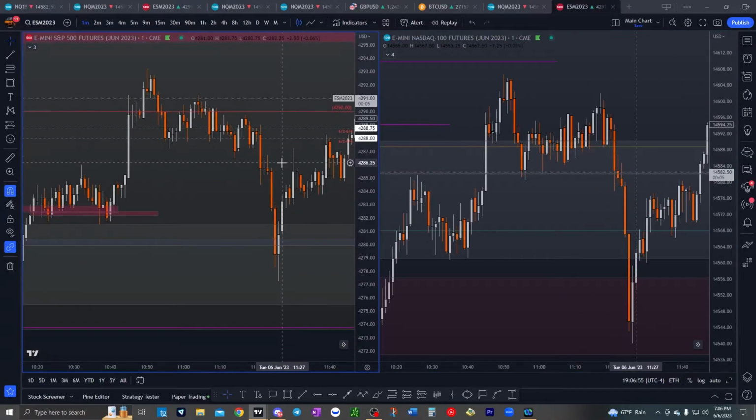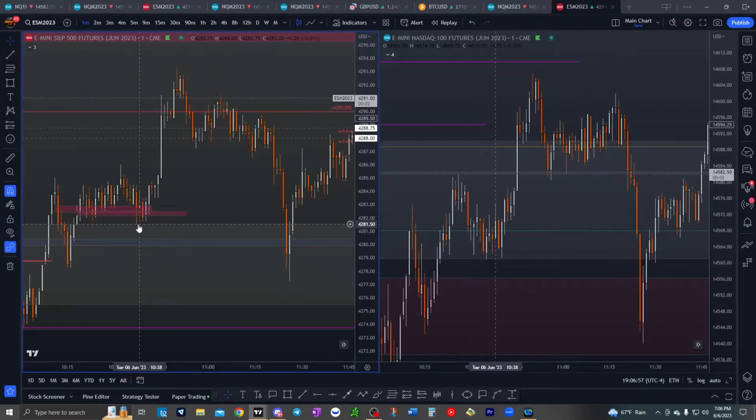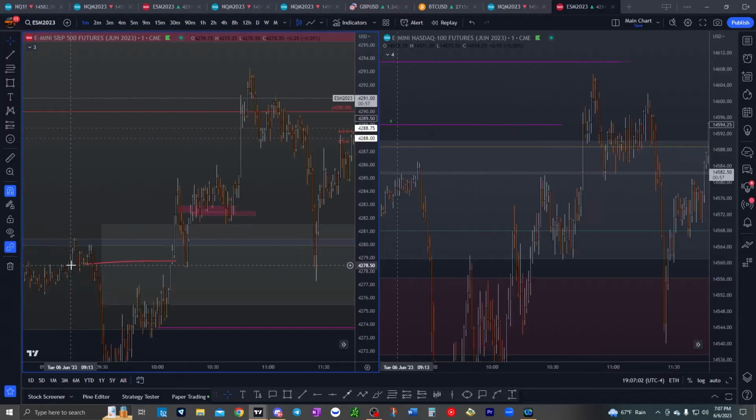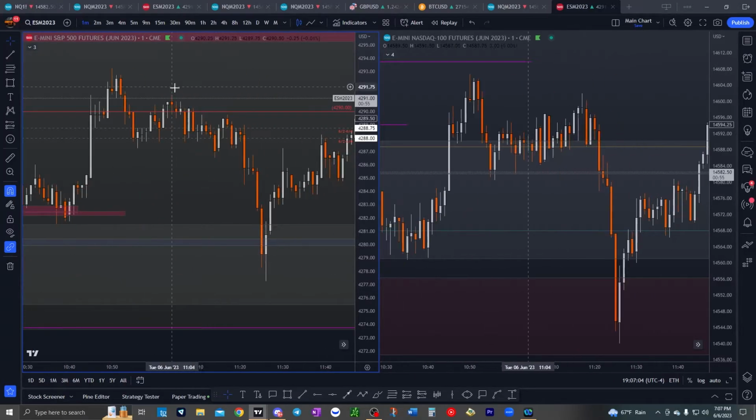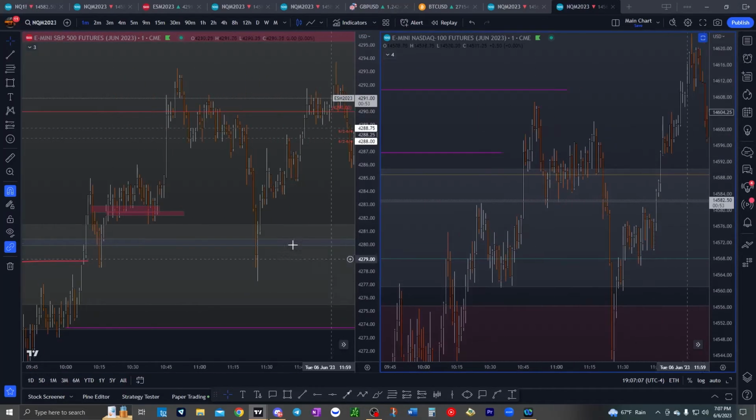Entry. Boom. Targeting where? The nearest short-term low here, but I had very good confidence that we're going to reach down below this low here from the New York session. So it was a pretty clear draw on liquidity at that point.